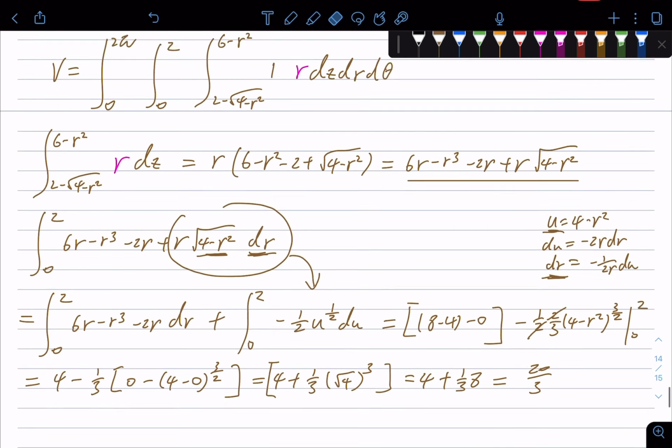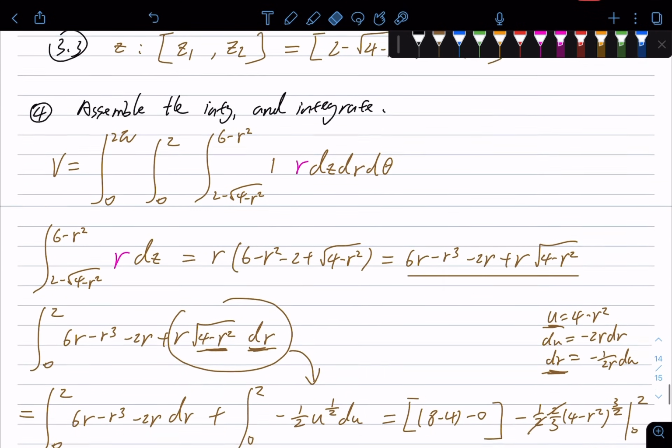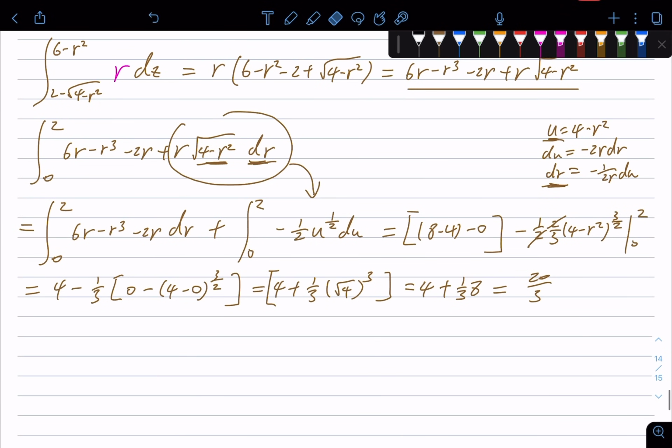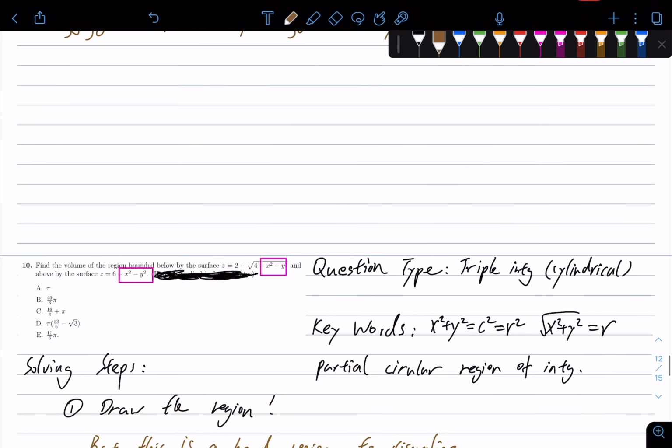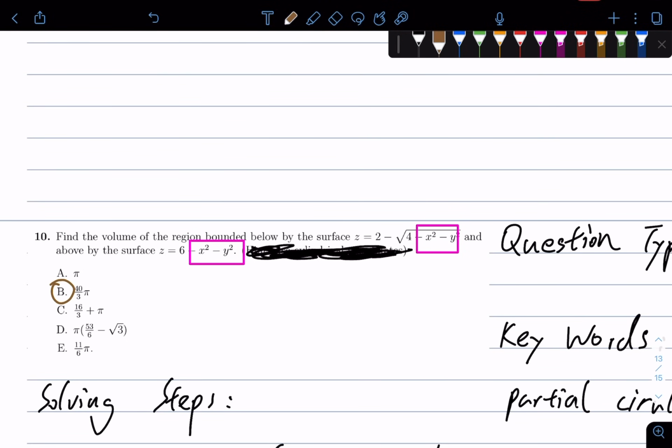And finally, we have the theta integral, which will give us v, so the total volume equals the integral from 0 to 2 pi of 20 over 3 d theta. This will give us 20 over 3 times 2 pi minus 0. This will give us 40 pi over 3. And that is the correct answer to question number 10.